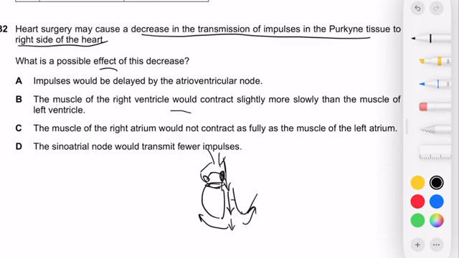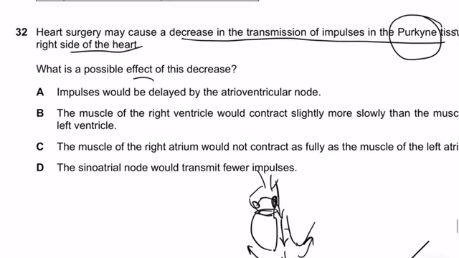It has no effect on that. The impulse will be delayed by that. This is already something that happens. Okay, this is something natural. It's not part of the disease. The sinoatrial node will be transmitting fewer impulses. It has nothing to do with that. Okay, the transmission here, it's the problem with the Purkinje tissue. So obviously it's C. Okay, excuse me, I chose C by mistake. It's actually B.